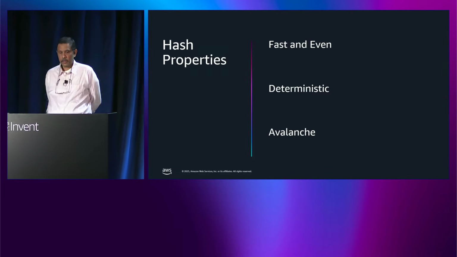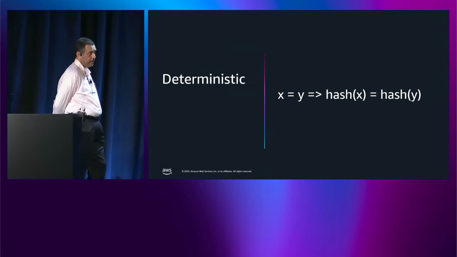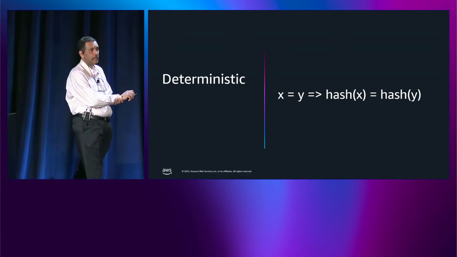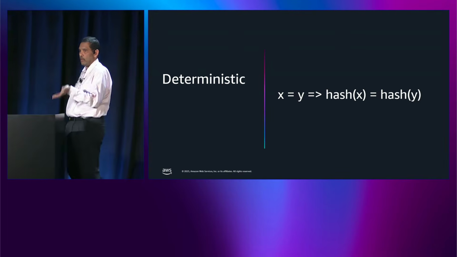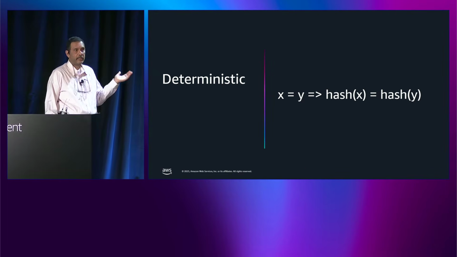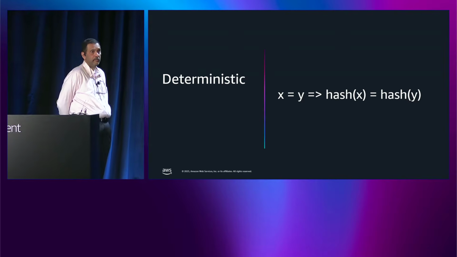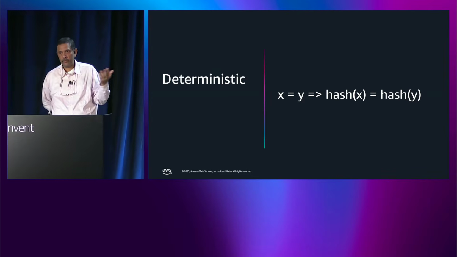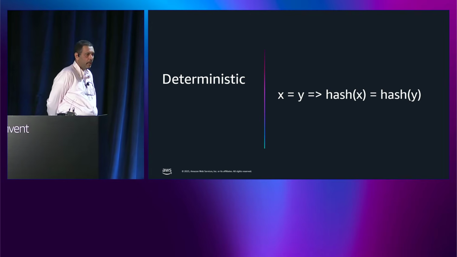And there's this property called avalanche. So let's talk about these two. The deterministic hash basically says, irrespective of which table, who the user is, hash of x equals hash of y, if x equals y. Now, it doesn't have to be for every table. It doesn't have to be for every user. That's just the way in which we implemented it, it turns out.